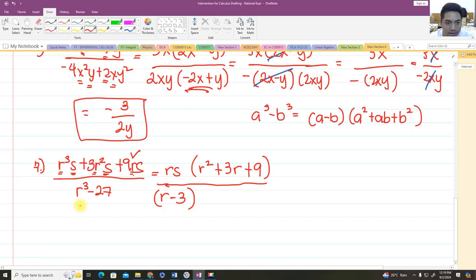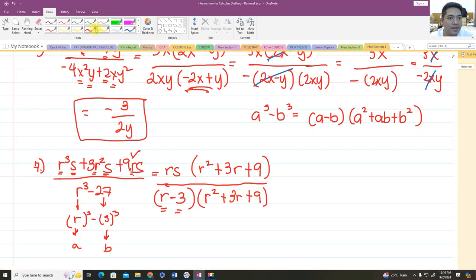So your a here would be r, and your b here would be 3, since we have r cube and 3 cube. That's why we have a minus b here. So you have a squared, that is r squared, and then ab, that's 3r, and then b squared, that is 9.